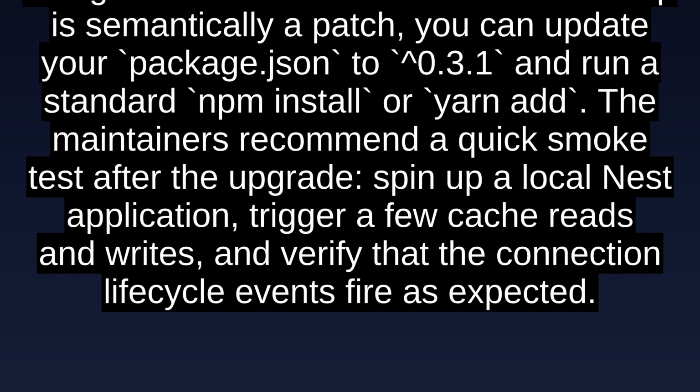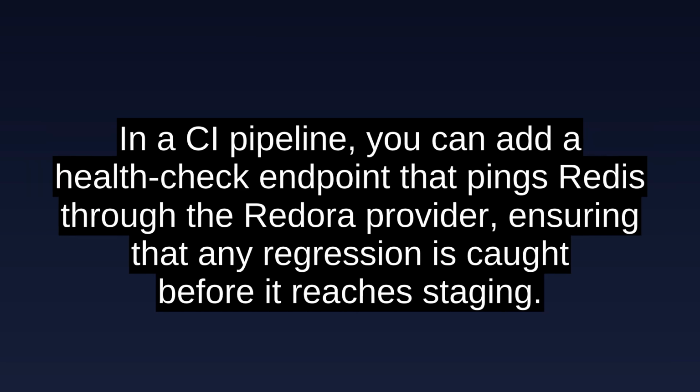Because the version bump is semantically a patch, you can update your package.json to 0.3.1, and run a standard npm install or yarn add. The maintainers recommend a quick smoke test after the upgrade. Spin up a local Nest application, trigger a few cache reads and writes, and verify that the connection lifecycle events fire as expected. In a CI pipeline, you can add a health check endpoint that pings Redis through the Redora provider, ensuring that any regression is caught before it reaches staging.